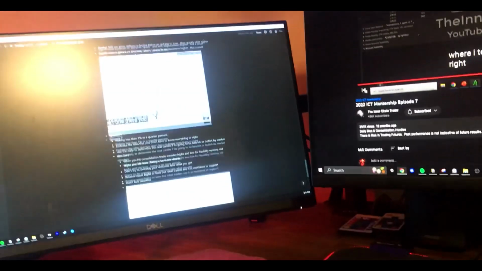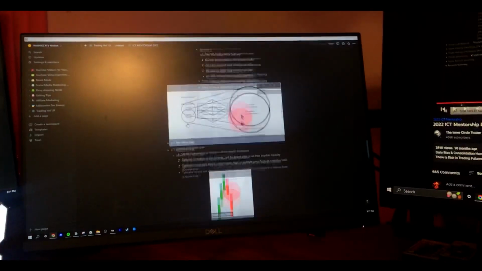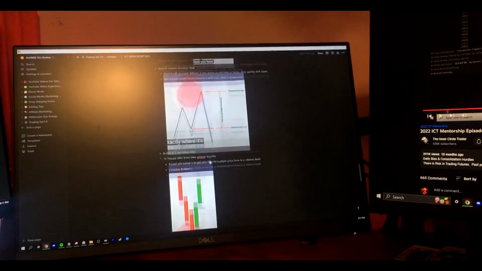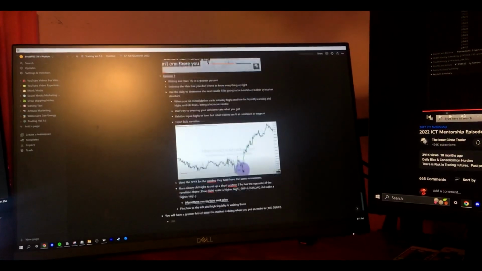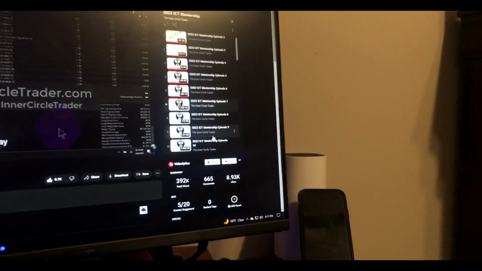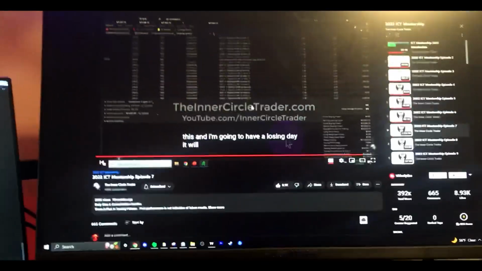Watching Inner Circle Trader, took our notes today. Today we jumped from episode 6 all the way to episode 7, we're in episode 7 still. We're gonna watch episodes 8 and 9 because they're kind of short, and then probably tomorrow we're gonna start watching episode 10, and I'll show you the Robinhood account. So we're gonna be trading that, and that's basically it. We're still gonna demo trade too.